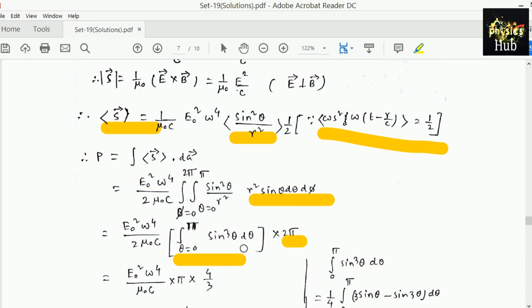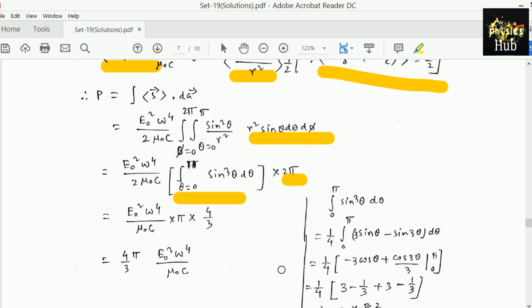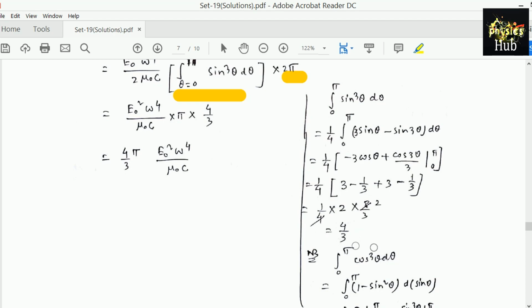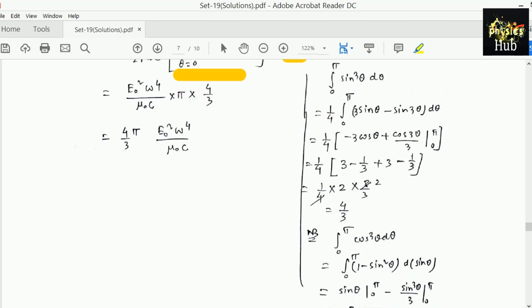Now we have to calculate the integration of sin cube theta d theta. How to calculate this integration I have shown you in detail, you can check it out. It will produce 4/3. Similarly, cos cube theta will produce 0.